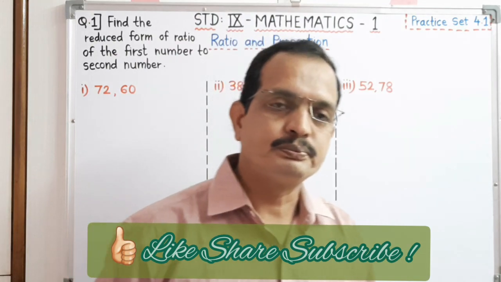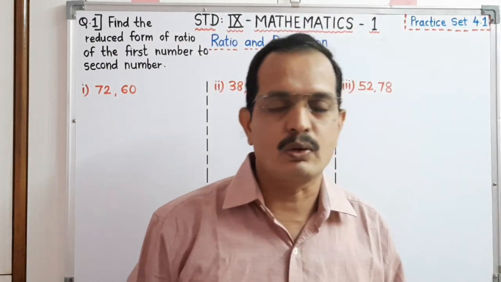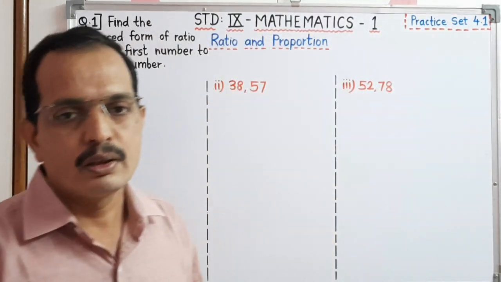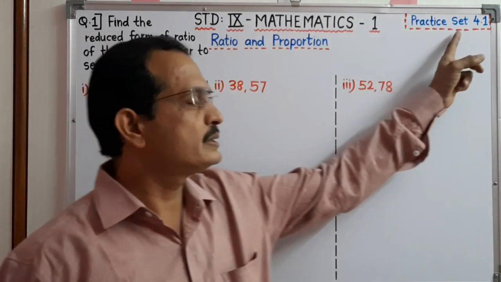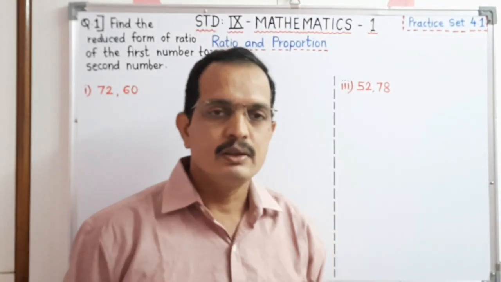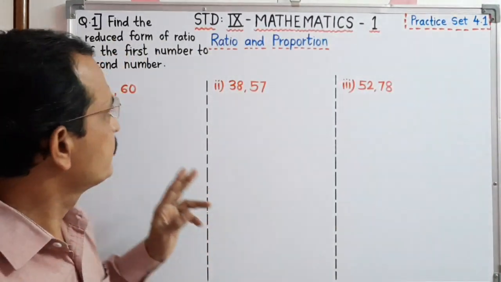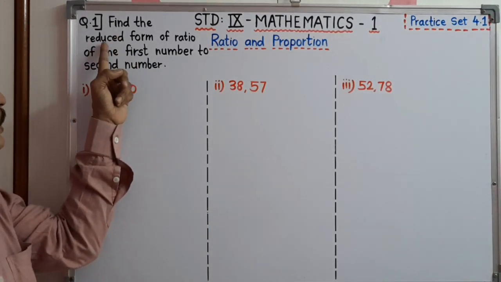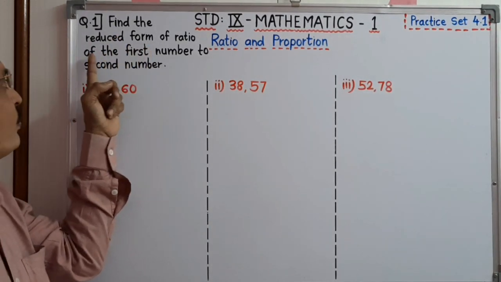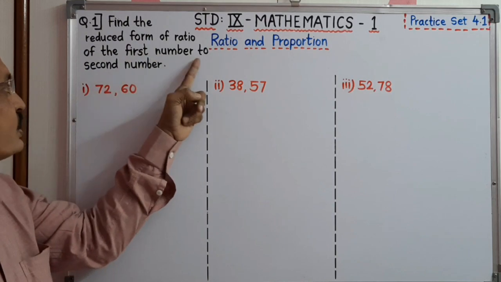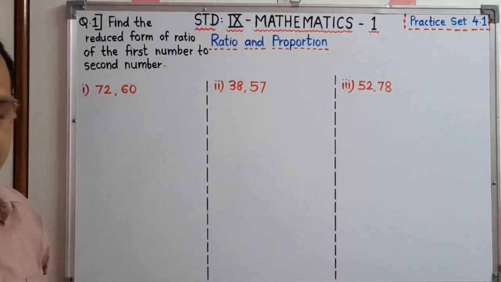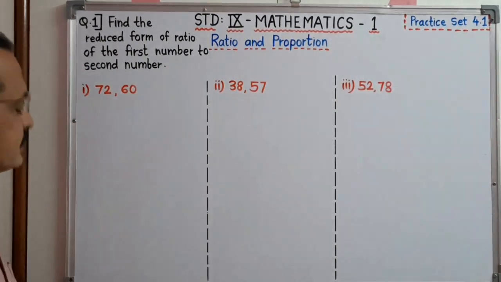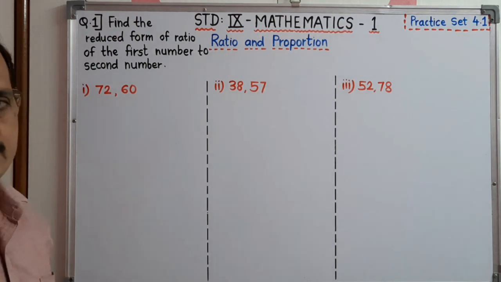In the last lecture we completed the introduction part of ratio and proportion. What is ratio? We have learned that already. Now we have to start with practice set 4.1. Dear student, the first question is there. Find the reduced form of the ratio of the first number to the second number. In this case, dear student, three sums are given.